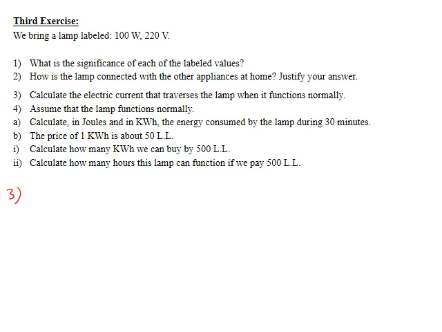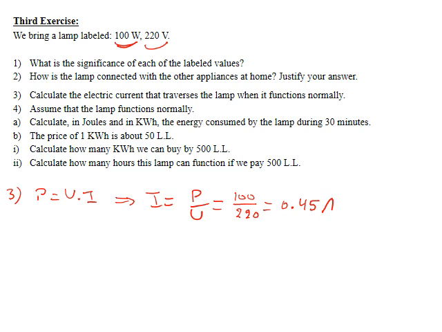Number 3. Calculate the electric current that traverses the lamp when it functions normally. P equals U times I, so I equals P over U. P is equal to 100 watt. U is equal to 120 volt. It is equal to 100 over 220. So it's equal to 0.45 ampere.